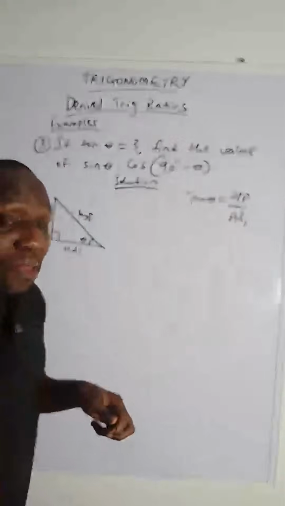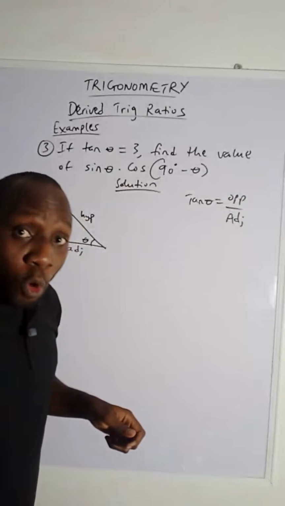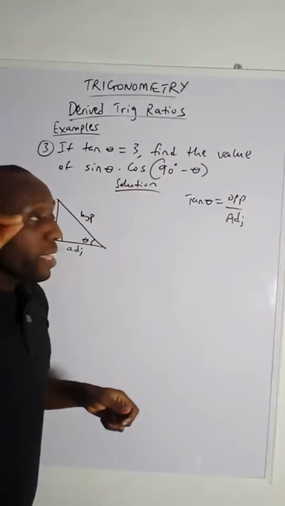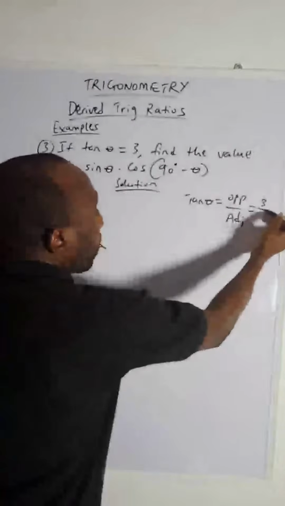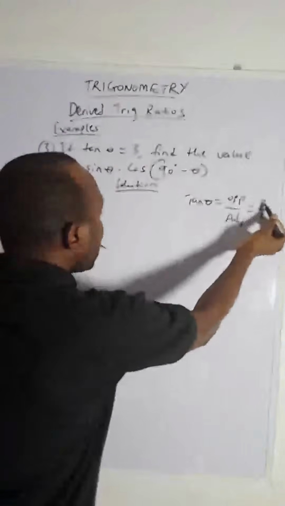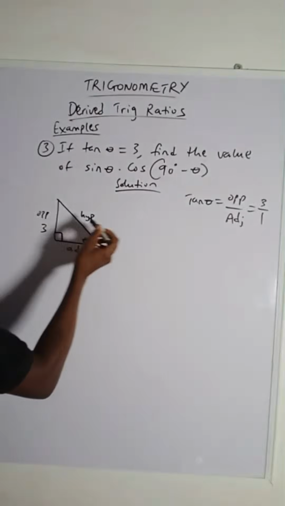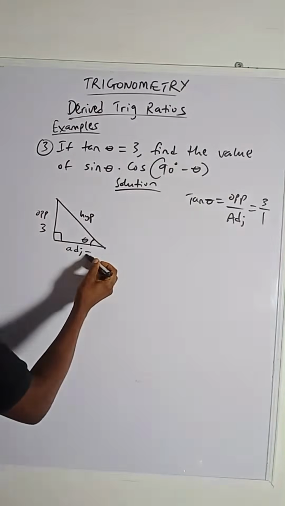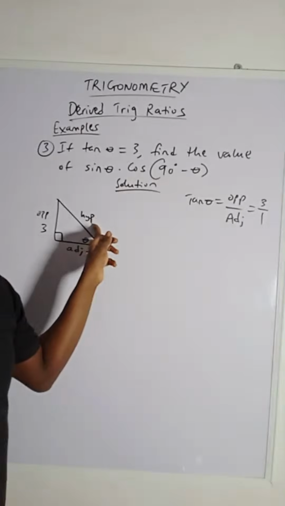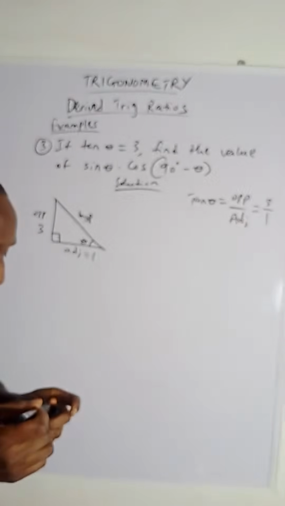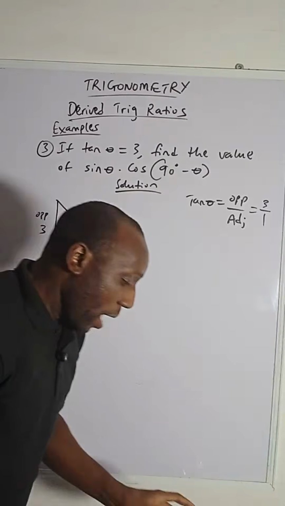Tan theta is 3, and 3 can be written as 3 over 1. In case you don't know, 3 can be expressed as 3 over 1. So opposite is 3 and adjacent is 1. So what about the hypotenuse? Let's use Pythagoras theorem to get the hypotenuse.